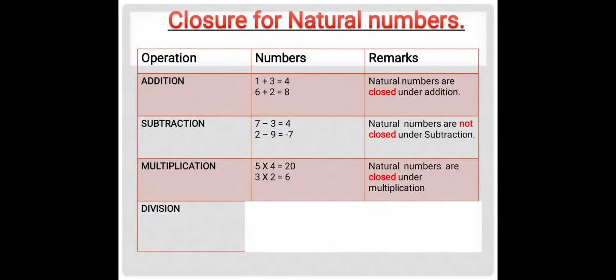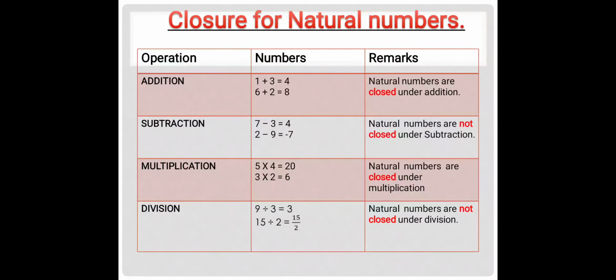Next, division. Let's divide two natural numbers. 9 divided by 3. The answer here is 3, which is a natural number. Whereas in the second example, 15 divided by 2 will be 15 upon 2, which is not a natural number. So when we divide two natural numbers, the answer may not always be a natural number. So the natural numbers are not closed under division.